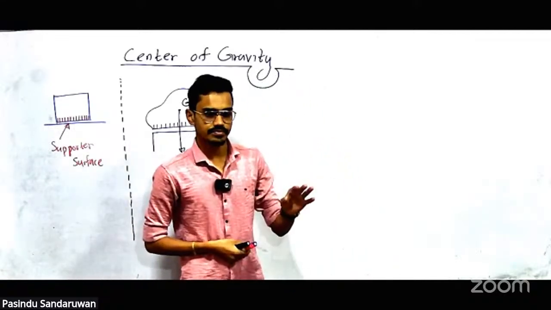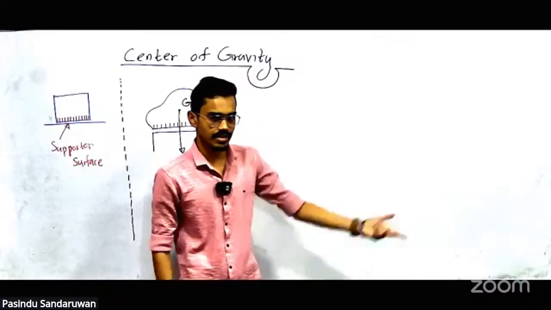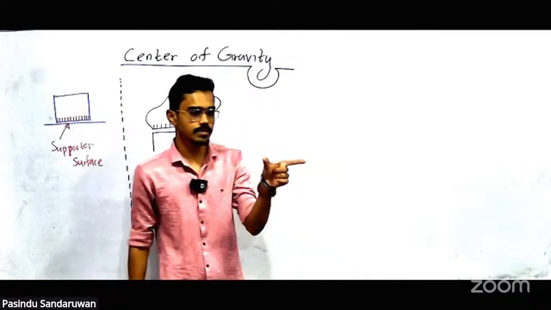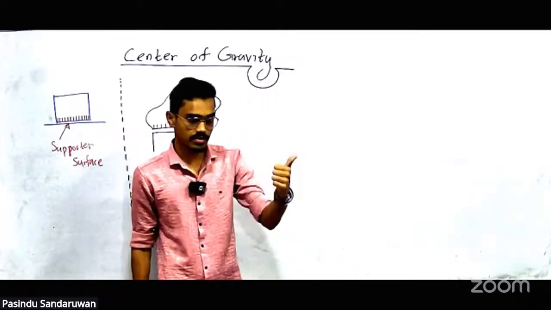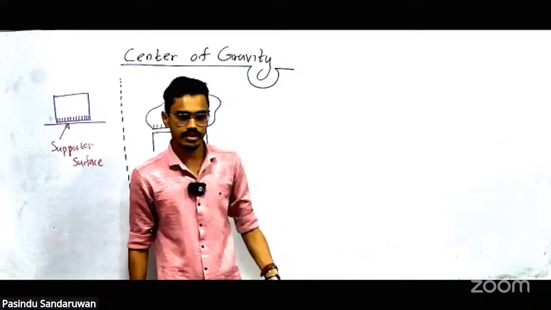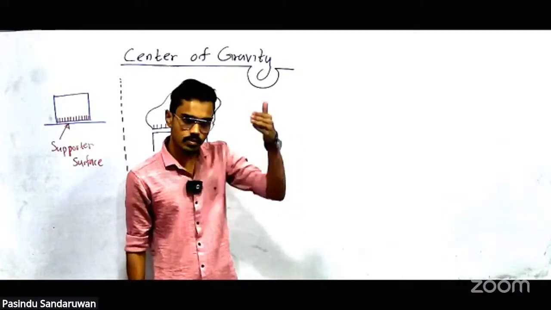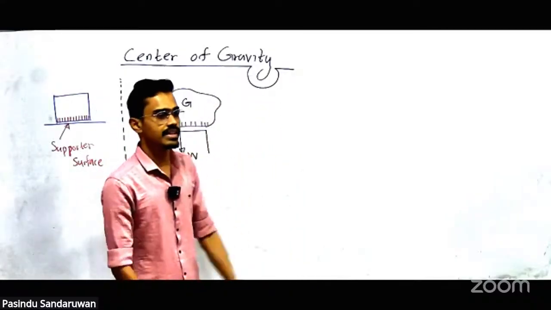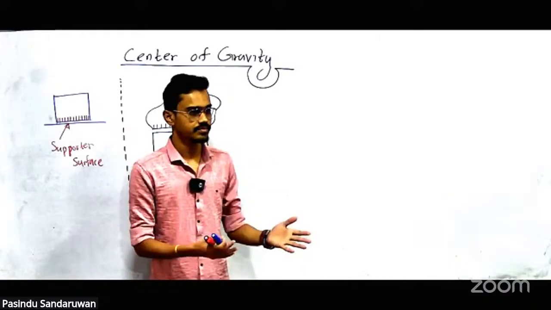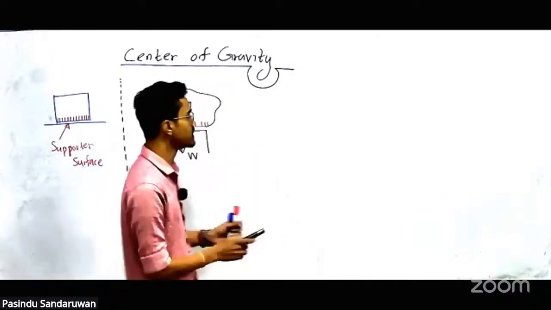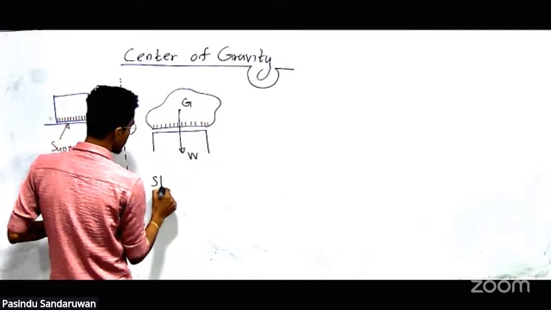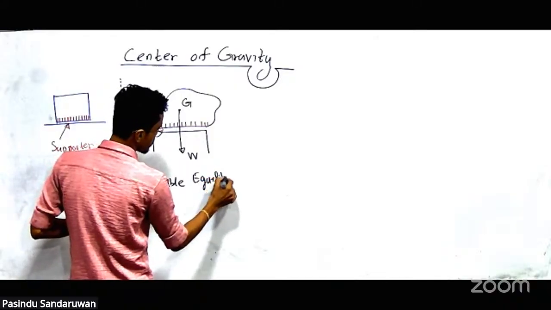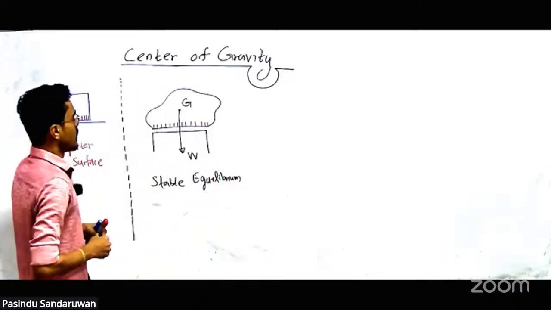If the center of gravity and the acting line of weight, listen carefully, this is the first thing you are learning about center of gravity here, are inside the supporter surface, that is called a stable equilibrium. Stable in the sense that it is not going to topple or fall. Completely stable. So this is called stable equilibrium.